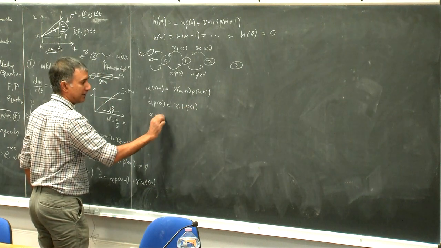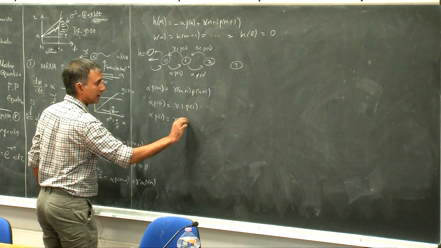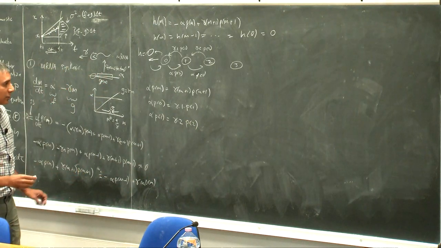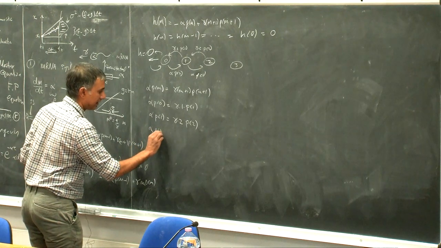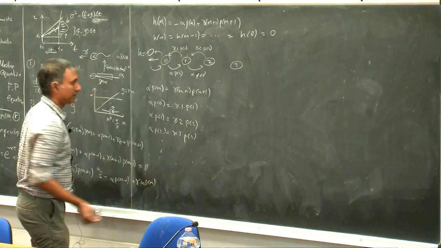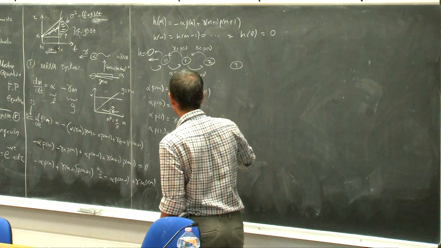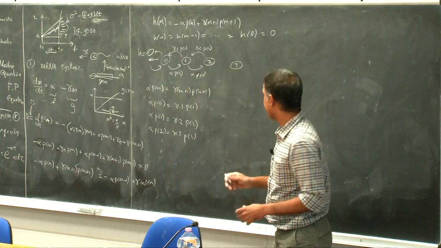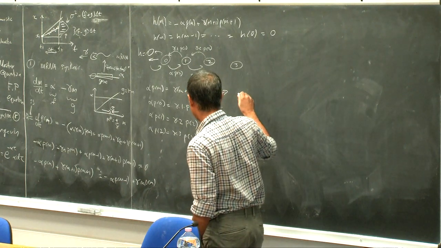Alpha P1 is equal to gamma times 2 P2, and so on. In fact, I can work the other way. Alpha P2 is equal to gamma times 3 P3. So if I start from P3 and work my way backwards, I just have to work my way backwards. So let's, in fact, do that very explicitly.